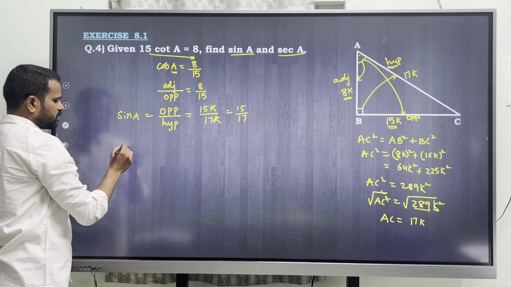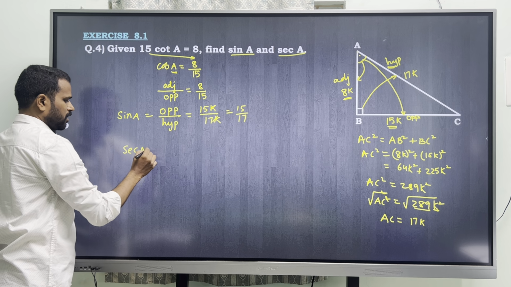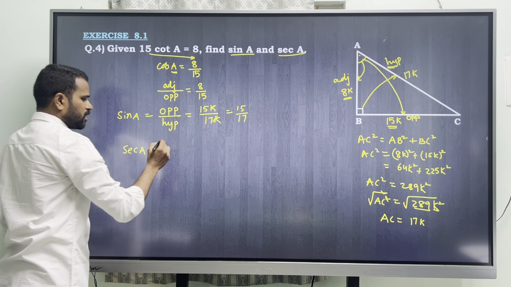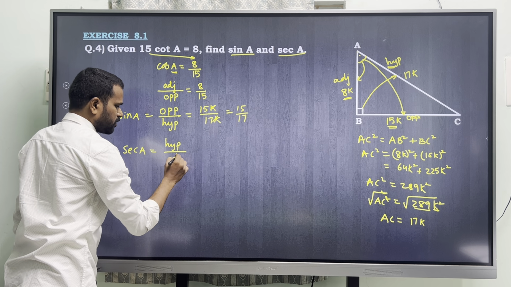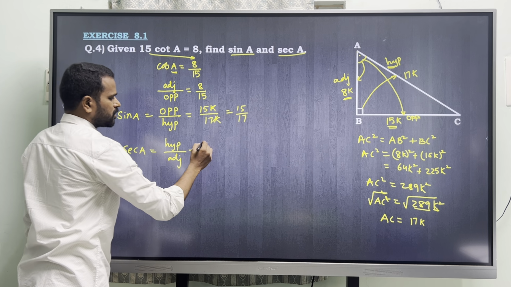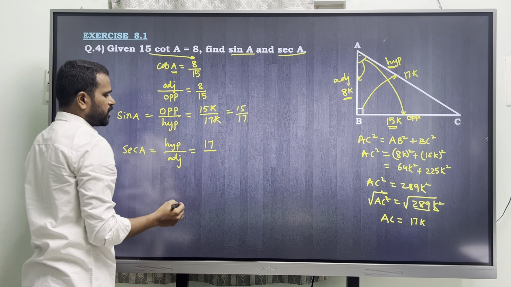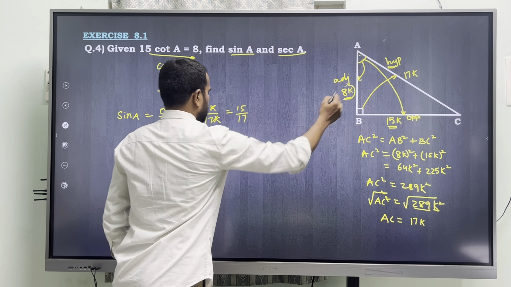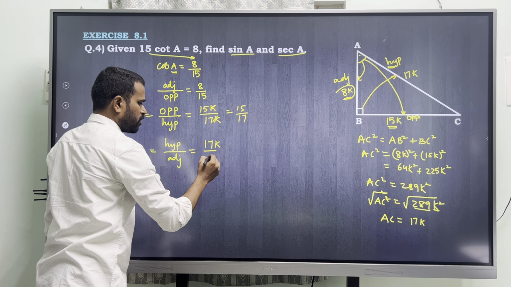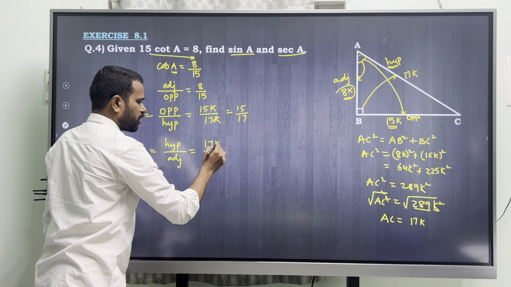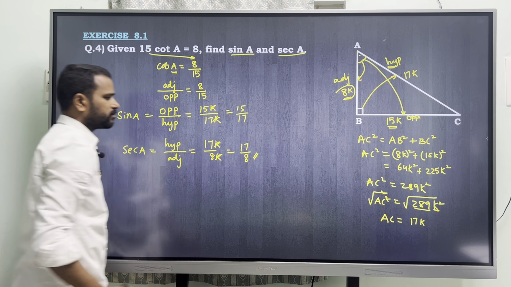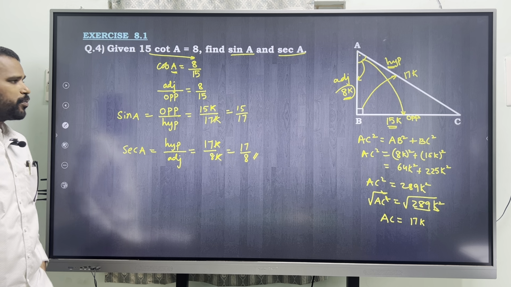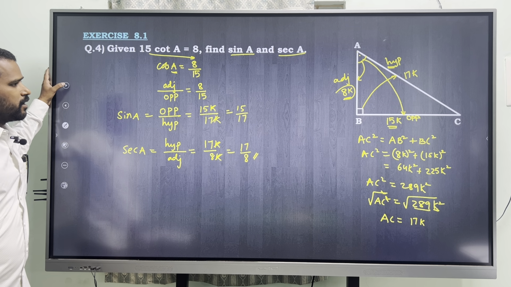Next, what is the next thing? Secant A. What is the definition of secant A? Hypotenuse upon adjacent side. So hypotenuse is 17, and the adjacent side is 8. So 17k upon 8k, k cancels. It is 17 upon 8. I hope you understood.